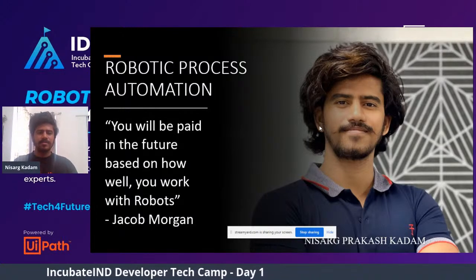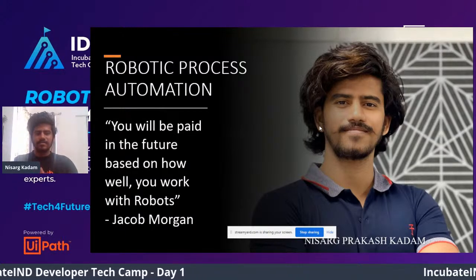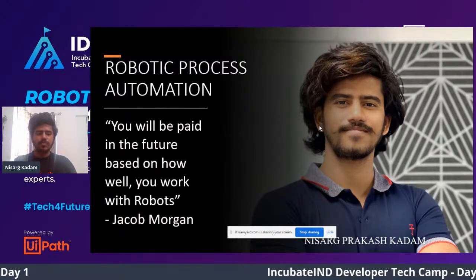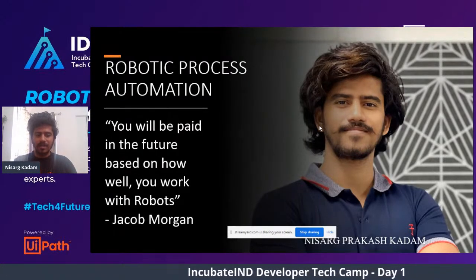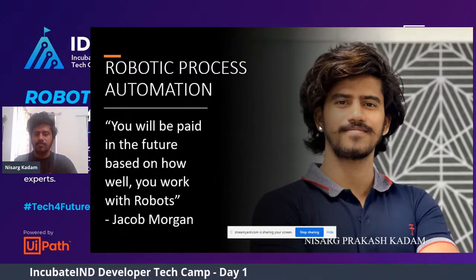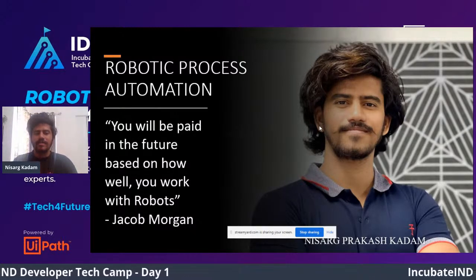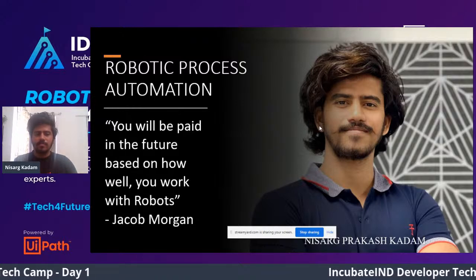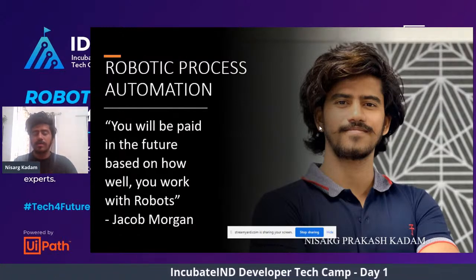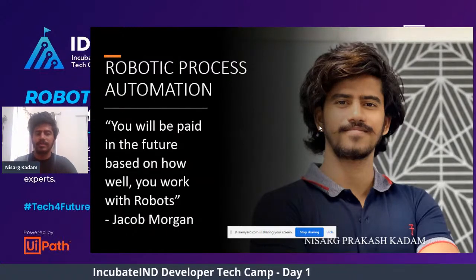Perfect. So before we get started, the very first and most important thing is: you will be paid in the future based on how well you work with robots right now. That's said by Jacob Morgan, who is a futurist and the author of many books. This line says a lot about why you should start working with robots right now.